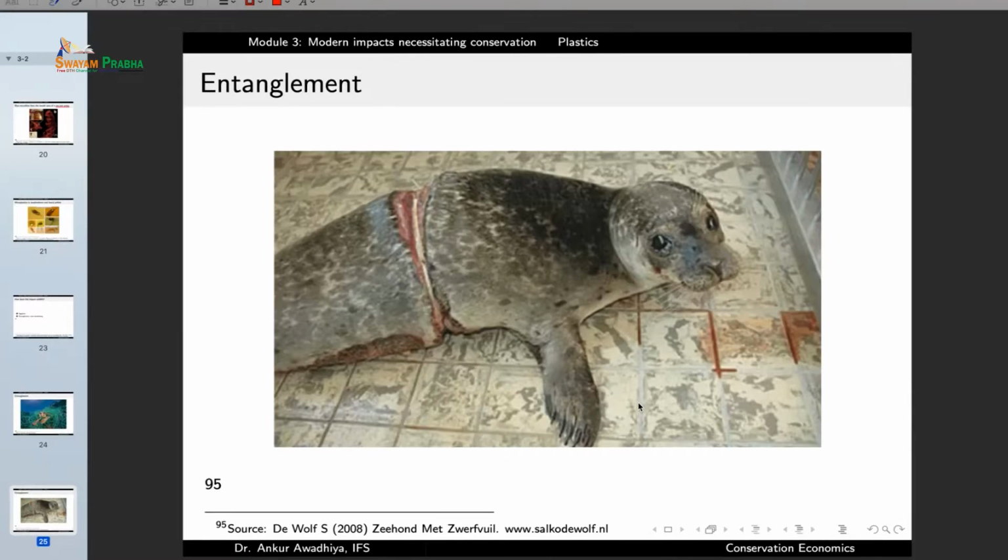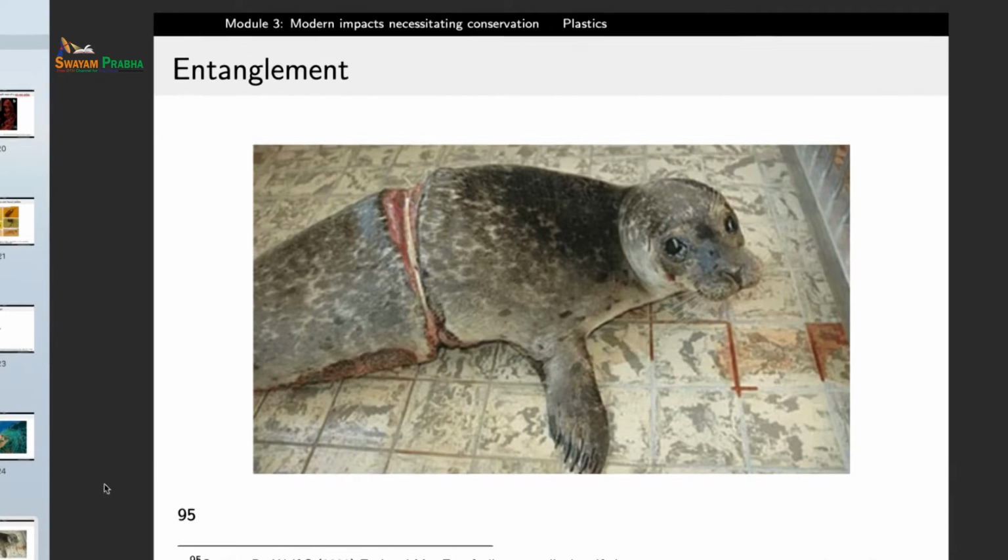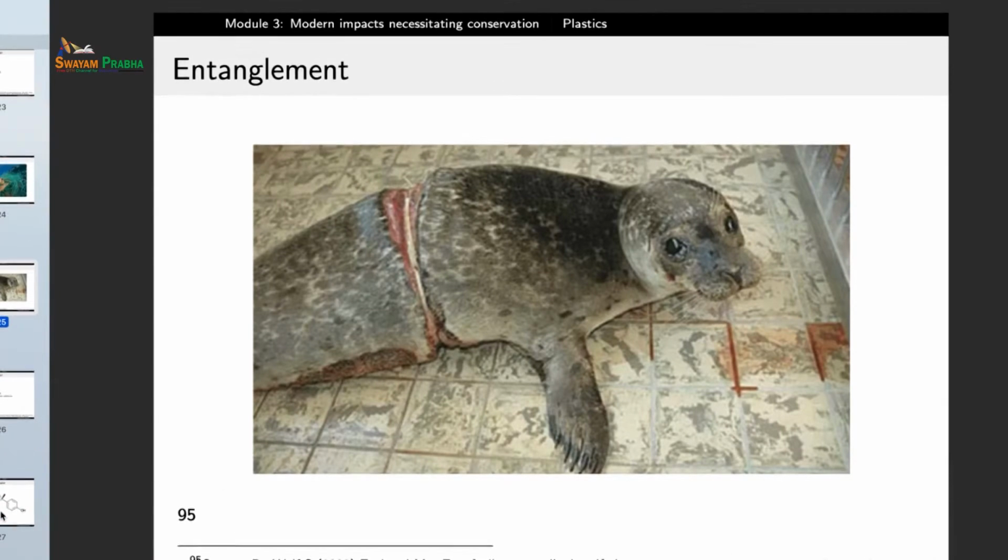I have seen some monkeys in the forest that have plastic that is tied across their waist, and those monkeys are unable to feed because this plastic is pressing against their bodies. So, entanglement is also another way in which plastics decimate our biodiversity.